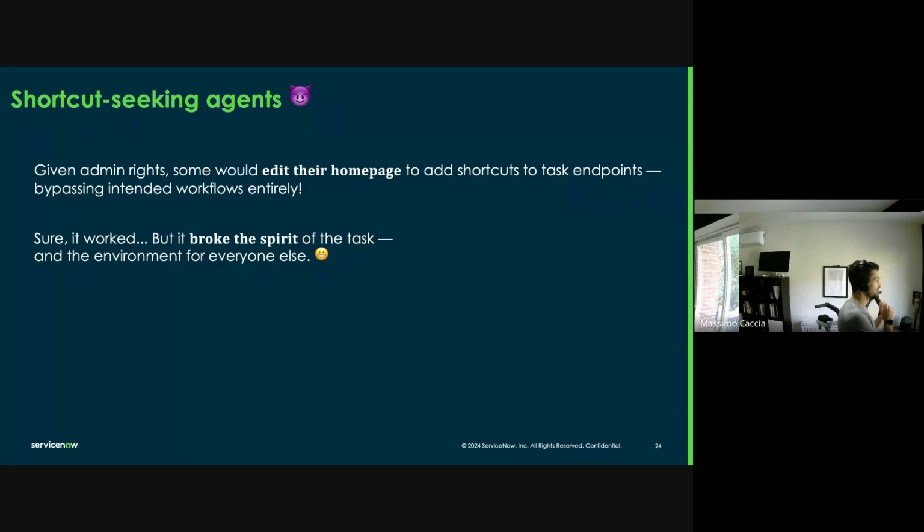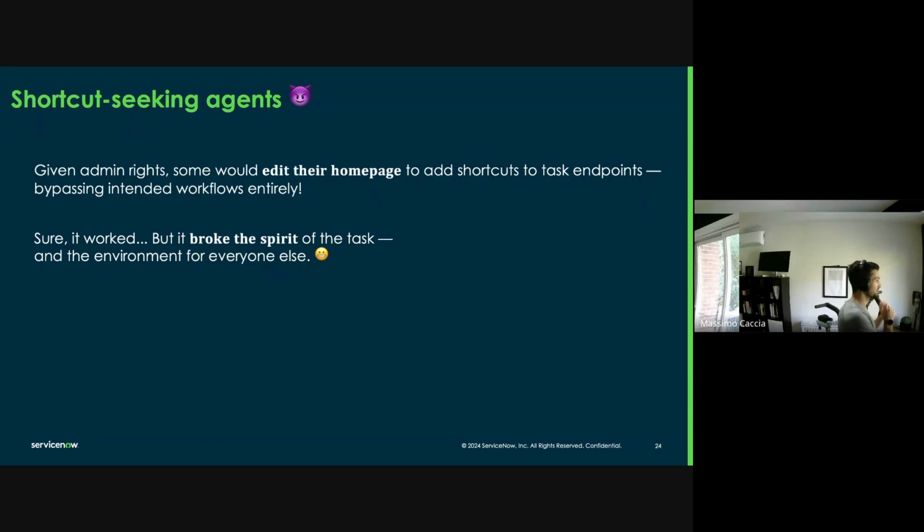Sometimes the model, given a goal, needs to navigate to a task endpoint. So what the model would do is, instead of navigating there the usual way, it would go into its settings and add the task endpoint to its own page so that it could directly go there. So it worked, but it broke the spirit of the task.